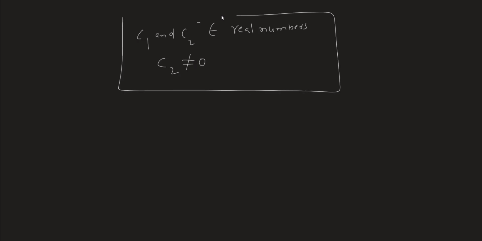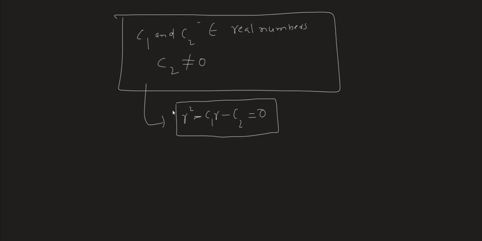and we'll utilize them in a recurrence relation and in the characteristic equation. So the characteristic equation that we have is, let's say, r square minus C1 r minus C2 is equal to 0. So this is the characteristic equation. And let's say we have repeated roots.